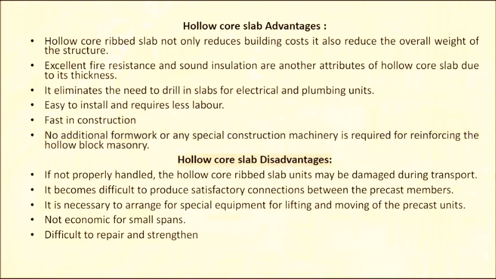Hollow core slab disadvantages. If not properly handled, the hollow core ribbed slab units may be damaged during transport. It becomes difficult to produce satisfactory connections between the precast members. It is necessary to arrange for special equipment for lifting and moving the precast units. Not economic for small spans. Difficult to repair and strengthen.